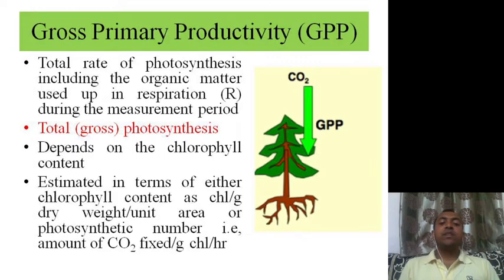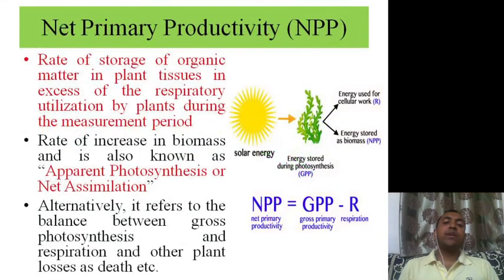Now obviously it depends on the chlorophyll content. If a plant has a larger amount of chlorophyll, the rate of fixation will also be more. As a result, gross primary productivity will also be more. However, if the chlorophyll content is less, the gross primary productivity will also be less. It is estimated either in terms of chlorophyll content, as chlorophyll per gram dry weight per unit area, or photosynthetic number, that is the amount of carbon dioxide fixed per gram chlorophyll per hour. This is what we have shown in the diagram. So let us see the net primary productivity.